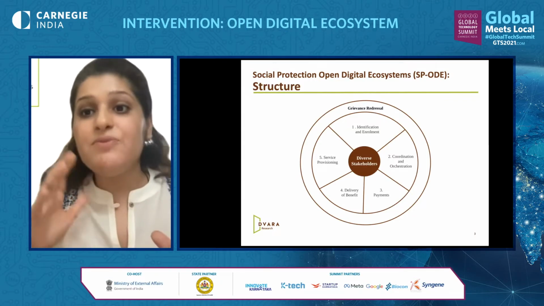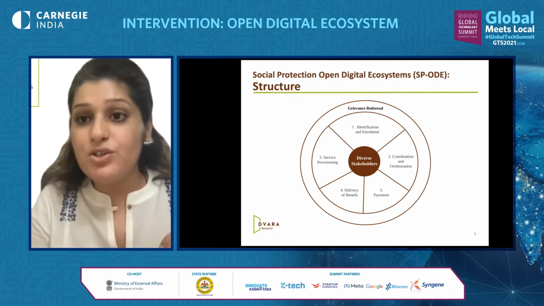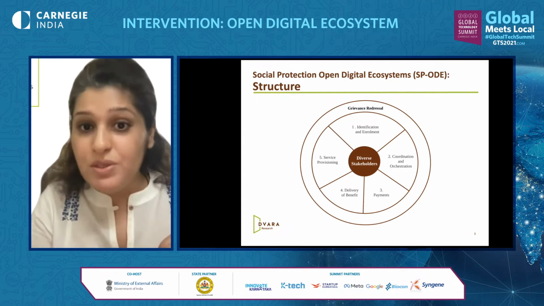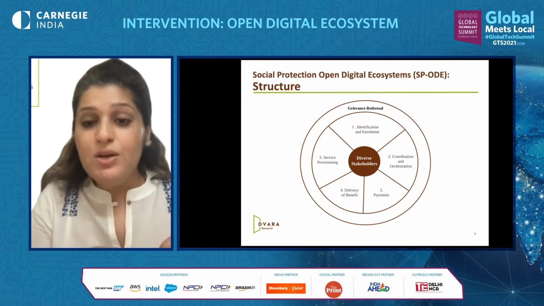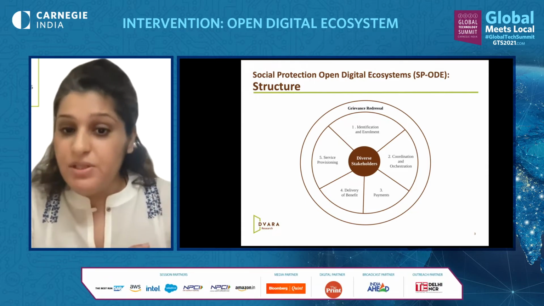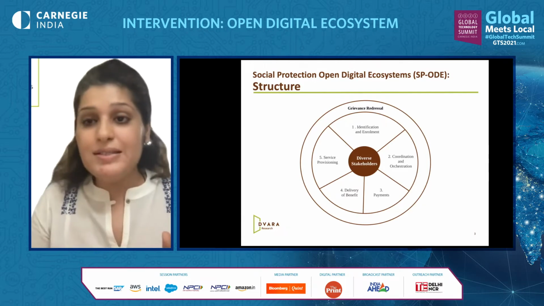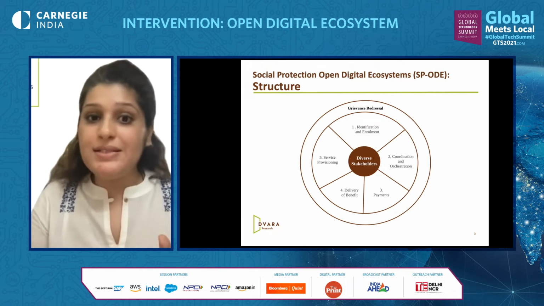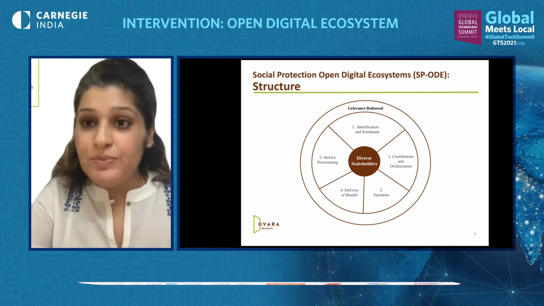Our work surfaces 5 typical functional processes supported by one overarching function of grievance redressal. These 5 processes are identification and enrollment, which basically lends to identifying the beneficiary, coordination and orchestration between government departments, triggering payments, delivering payments where the assistance is in cash, or else providing services where the assistance is in kind. All of these are supported by the overall function of grievance redressal.